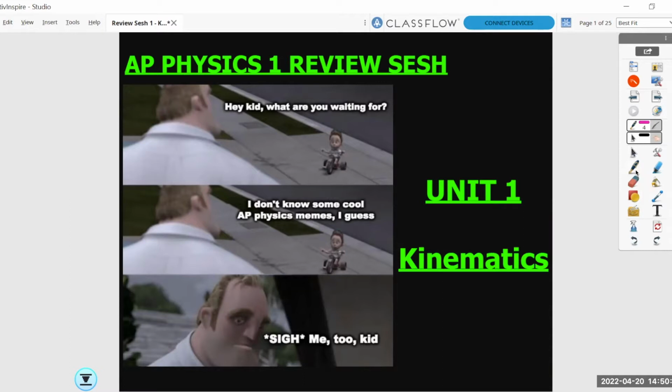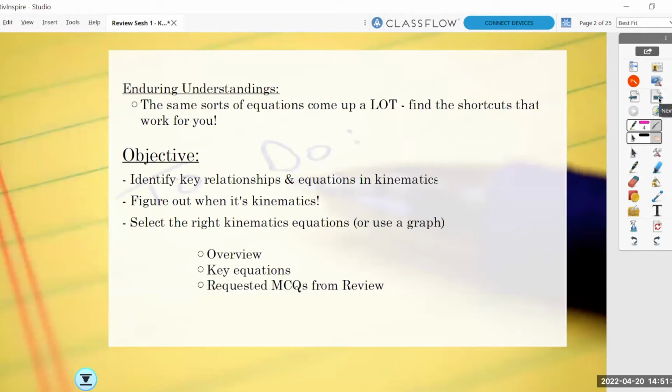Welcome to our review session. We're going to start today with kinematics as our first unit. So thank you very much for coming, and let's get started. The idea here is we're going to do the same thing for each section. The first thing we're going to be doing is looking at the sorts of equations that come up quite a lot.